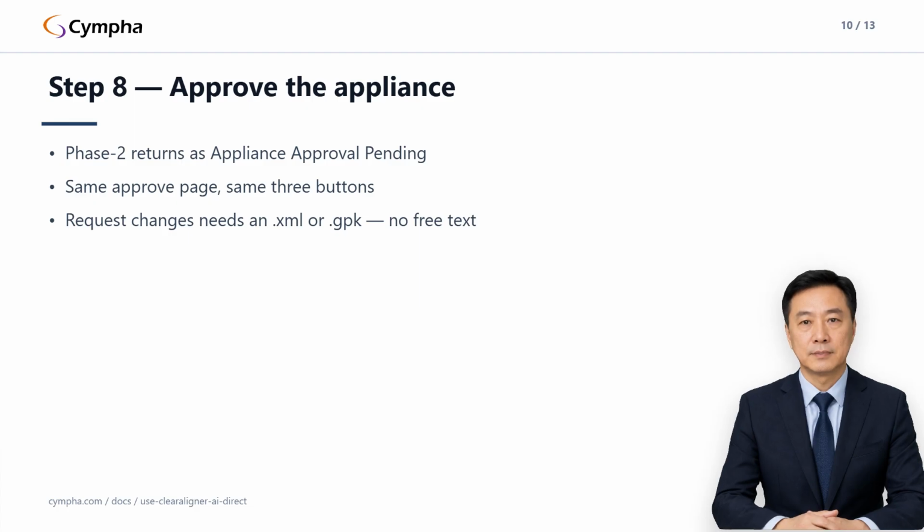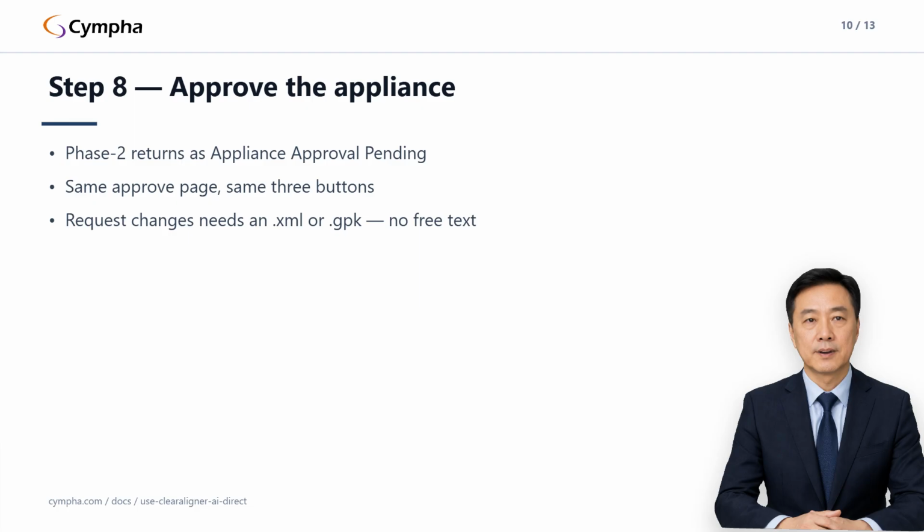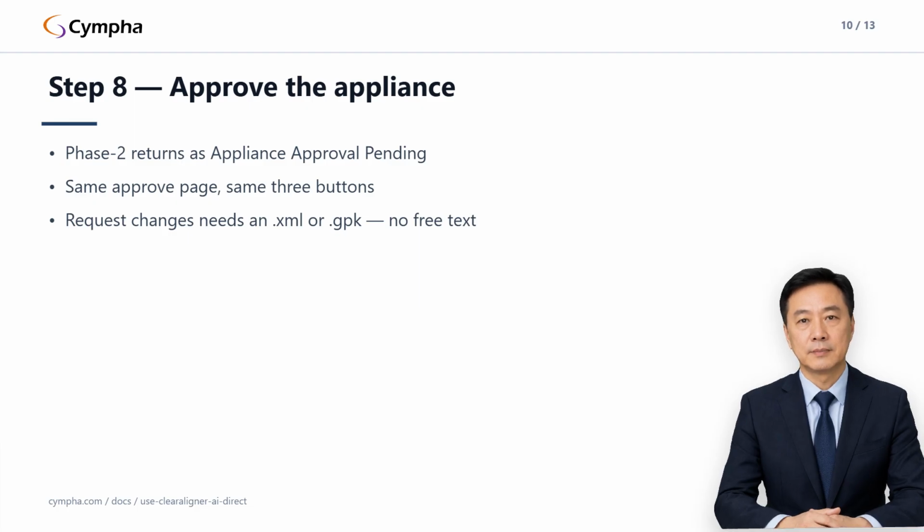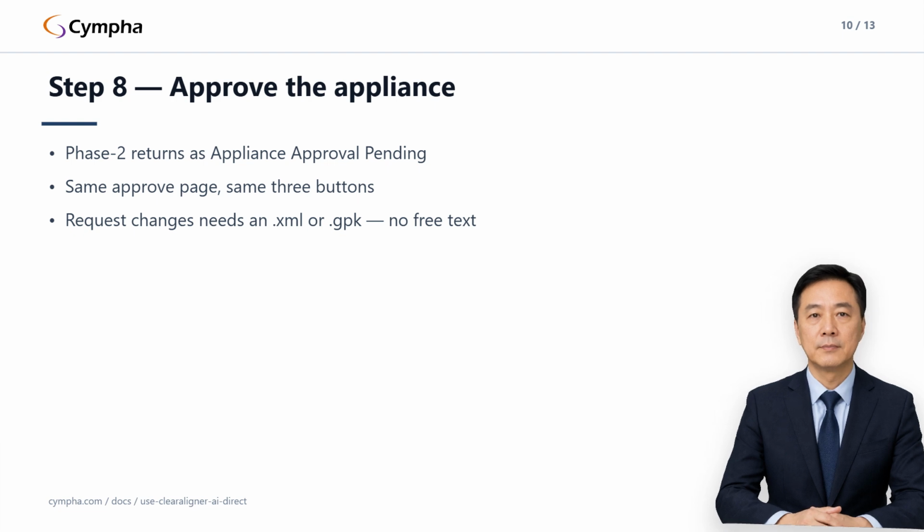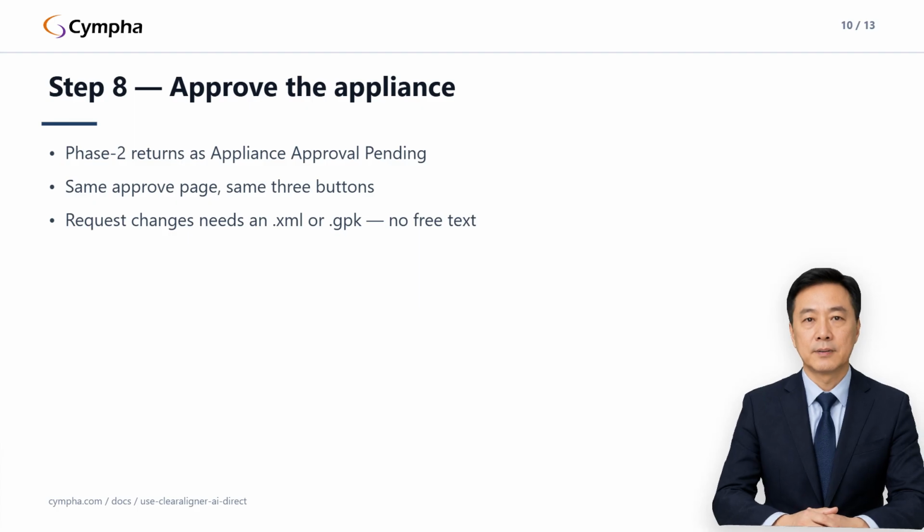Want to iterate instead? For an AlignerBot or clearaligner.ai case, request changes requires either an XML overlay exported from Cympha Studio's 3D review or a replacement transfer pack from Ortho Plus Planner. Free text instructions are not accepted. The planner has no English parser, so a typed instruction like a tooth movement wouldn't translate into anything it can execute. The dialog surfaces both paths and links to the Downloads page for the tools. And remember, on a credit-paid case, these iterations cost nothing extra.